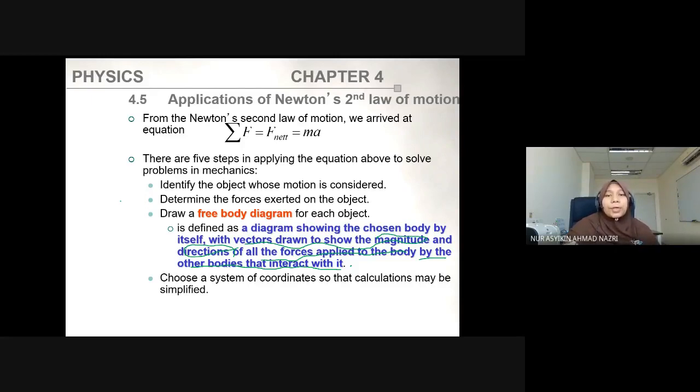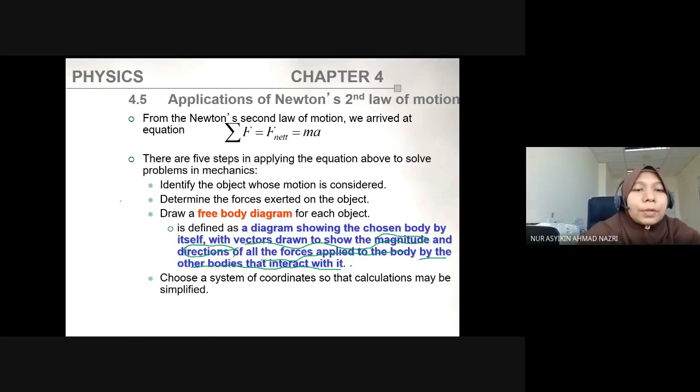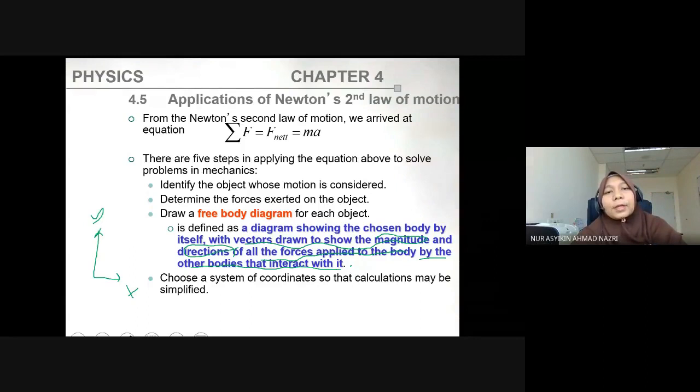Choose a system of coordinates so that calculations may be simplified. The standard one, we're going to choose coordinates like this, an X, Y coordinate system. But for certain cases, sometimes we need to shift the angle a little bit, depending on our plane, because sometimes we want our normal force always along the y axis. So we will see.